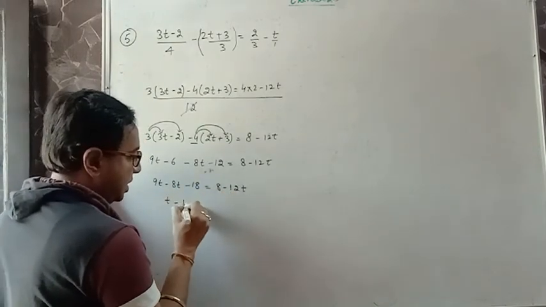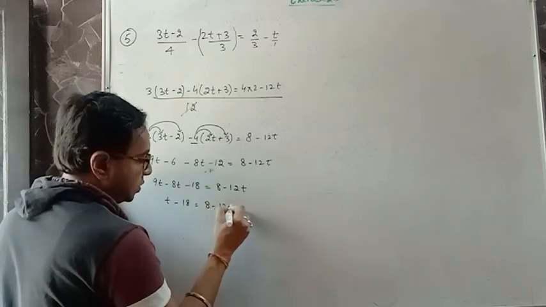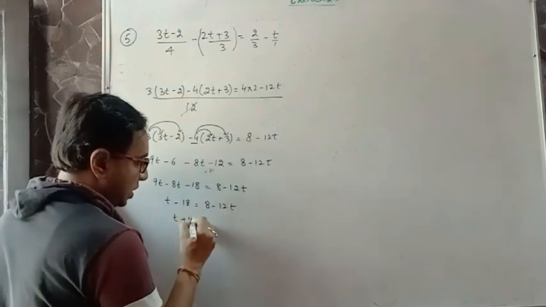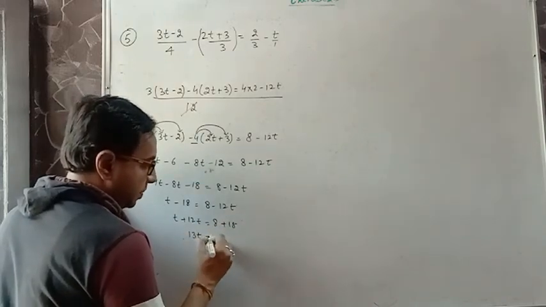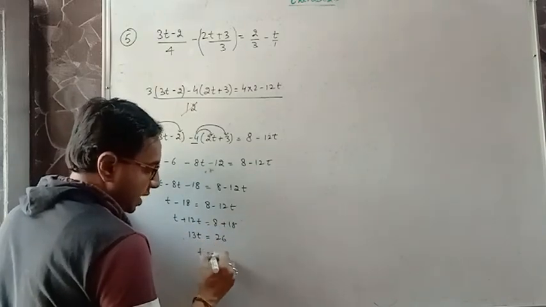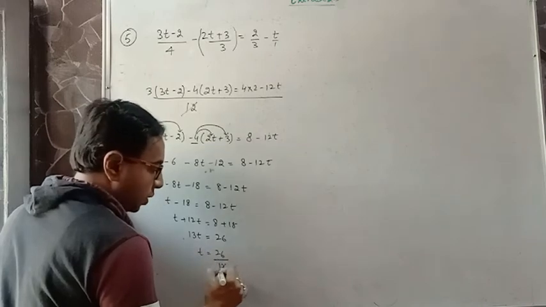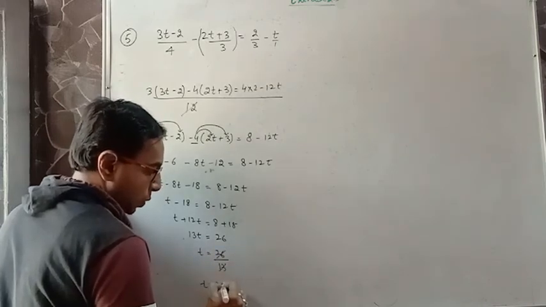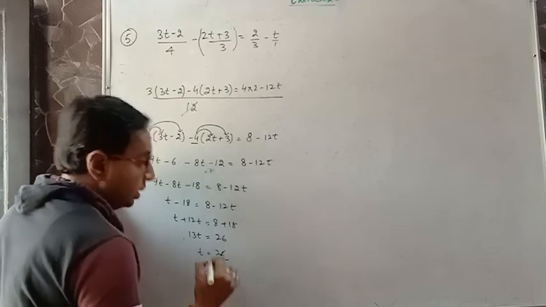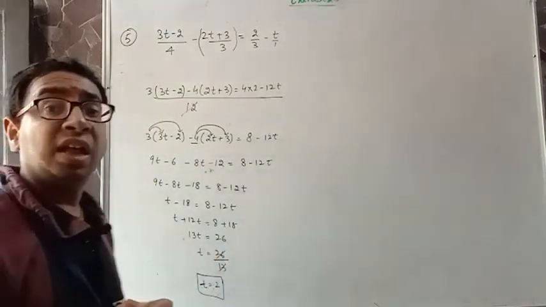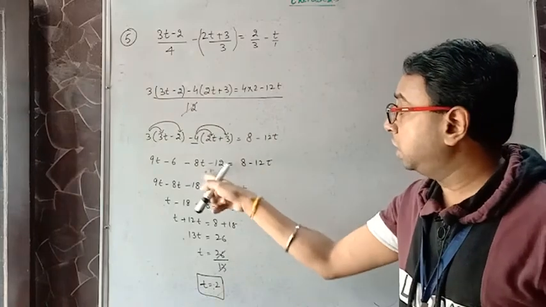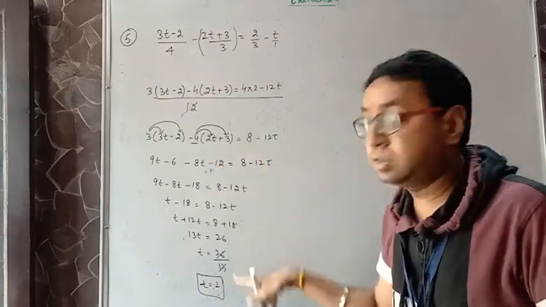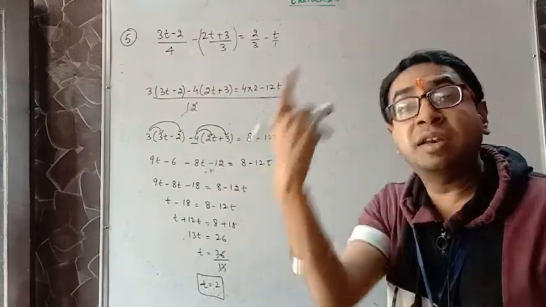So t minus 18 is equal to 8 minus 12t. t plus 12t equals 8 plus 18, so 13t is equal to 26, t is equal to 26 upon 13, t is equal to 2. Normally students do remember the answer of this question. They do remember, but here they'll be making an error. Still their answer is correct because they have crammed the answer.